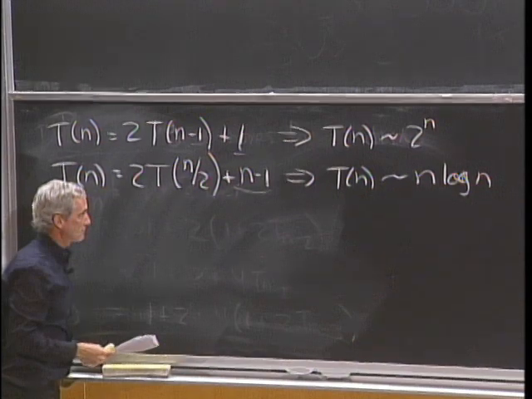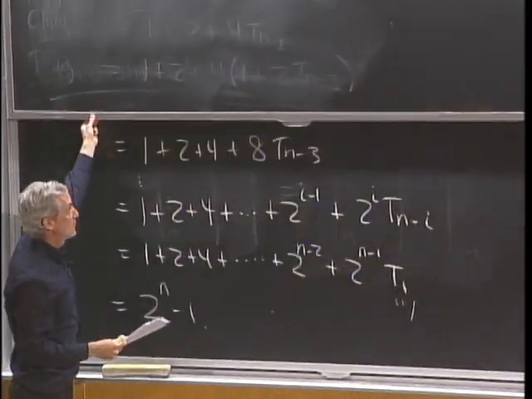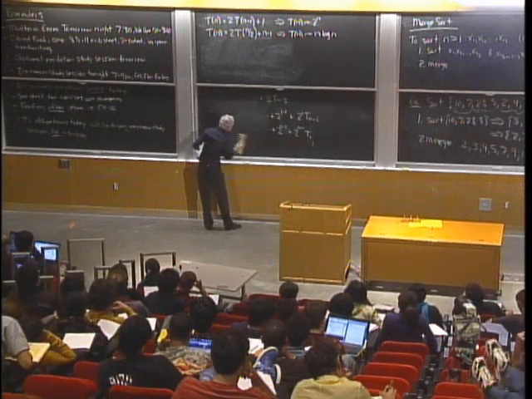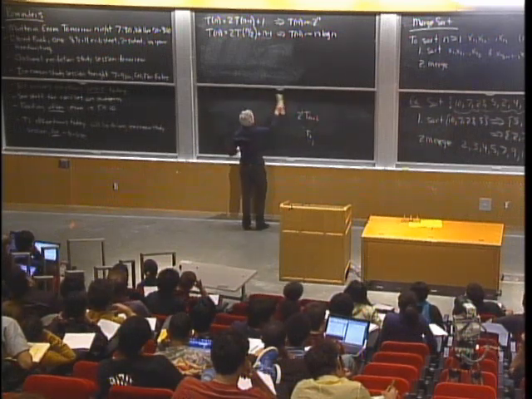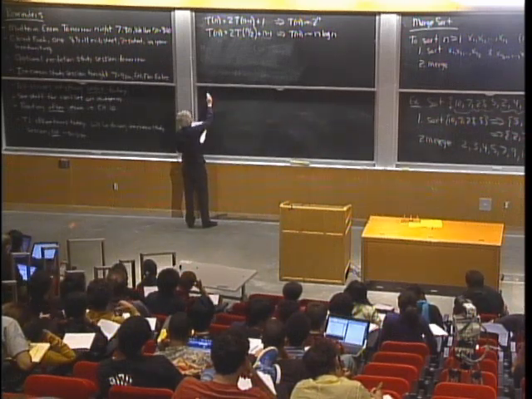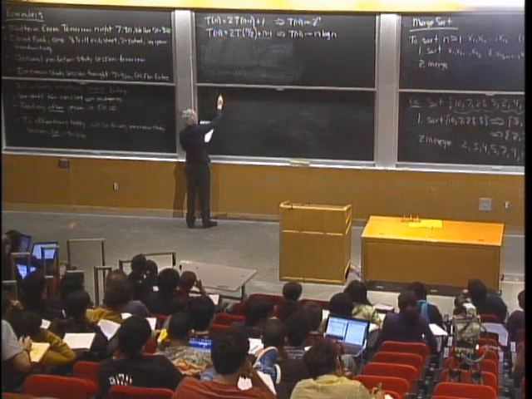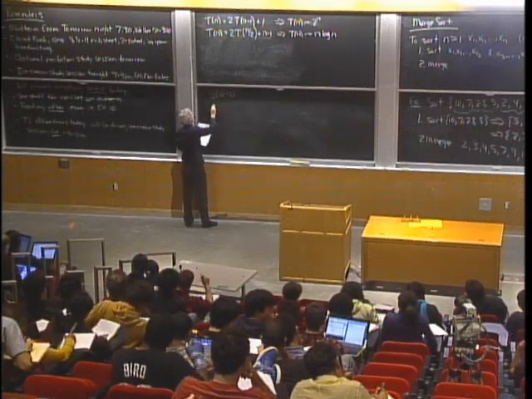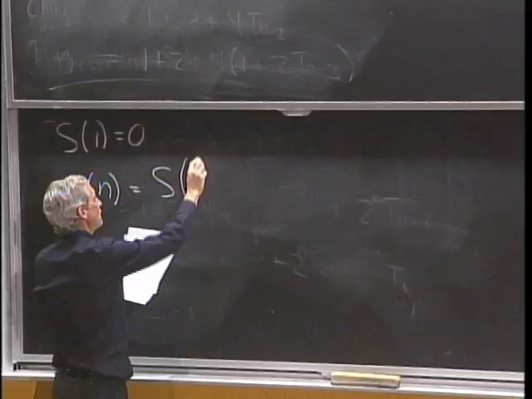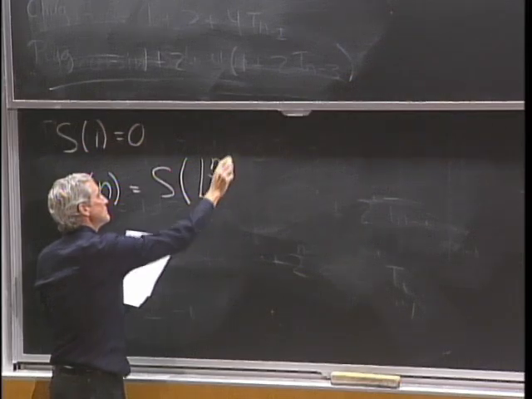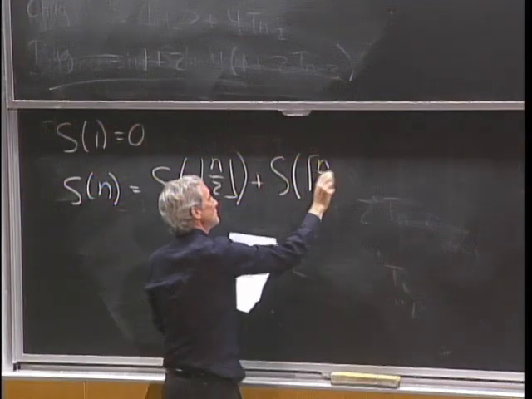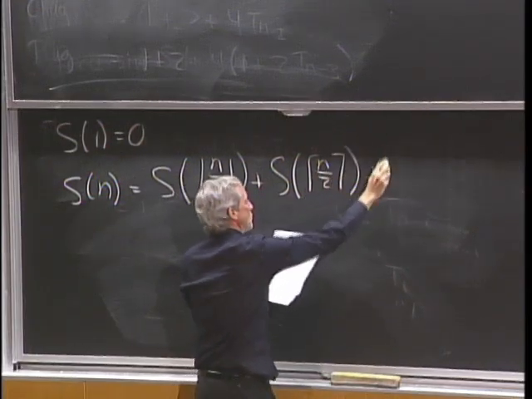So let's do the following recurrence. This one's going to be a little bit different, because I'm not going to stick to powers of 2. I'm going to get a little messier, because that often happens in reality. And I'm going to define S of 1 is 0. S of n is S of the floor function of n over 2 plus S of the ceiling function of n over 2 plus 1.